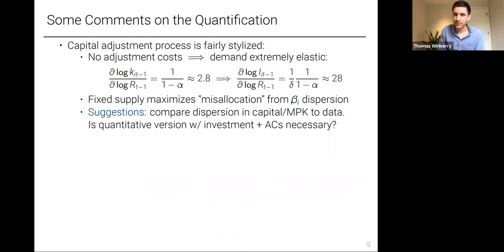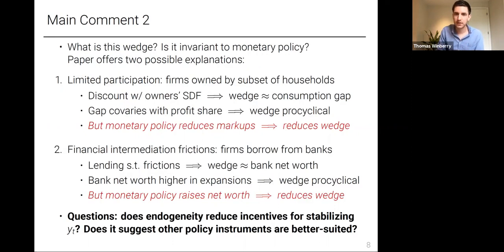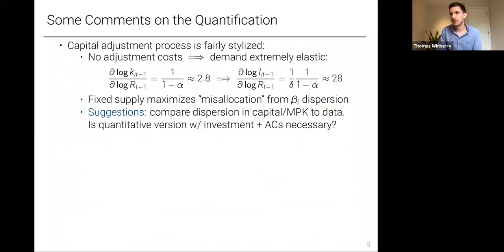Okay, so those are just on the theory side. In terms of the quantification of the model, I have some smaller comments. I thought, as Joel said, it was a nice way to lay out the stakes of this channel for what monetary policy should be doing. So these comments are all just in the spirit of making sure those stakes are in line with key testable implications for the data. So I'll just quickly go through four of those that are worth thinking about.